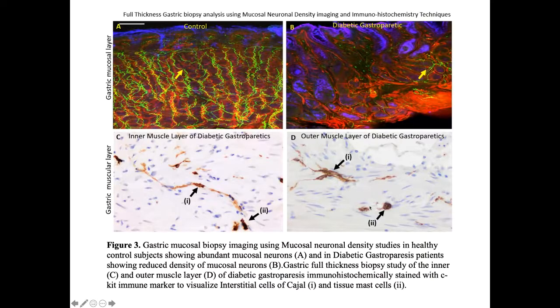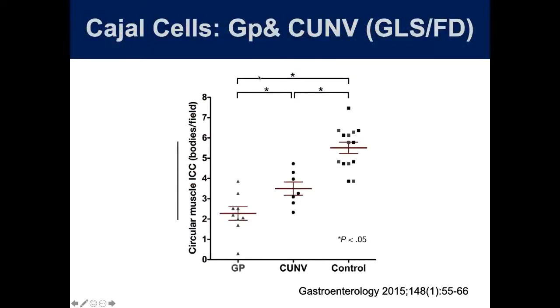But you can identify the Cajal cell bodies. You can also see mast cells. And in diabetic gastroparesis, classically, you lose those mast cells. Excuse me, you lose the Cajal cells, which I call the spark plugs. And why is that important? Well, here's circular muscle ICC bodies.